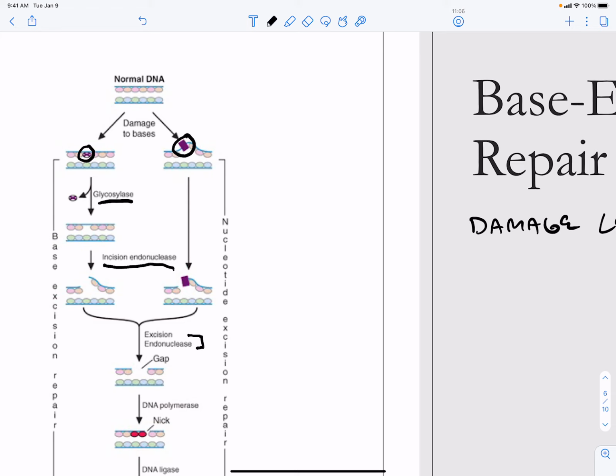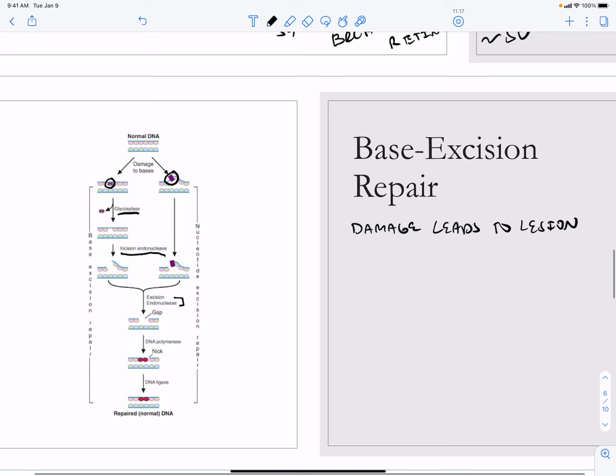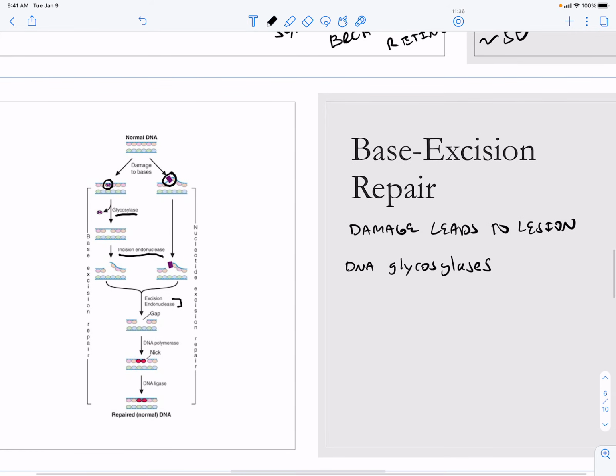Now, the difference between the two is, again, the one that looks flush and looks normal, your enzymes have to find that. And so these lesions, again, need to be repaired. So the enzyme class that is going to be able to excise your lesions are DNA glycosylases. And these are going to be specific for one type of lesion.